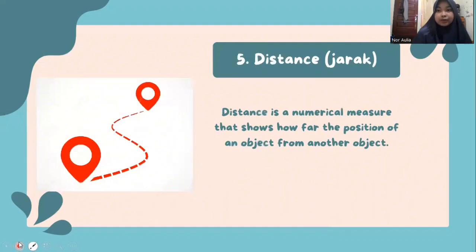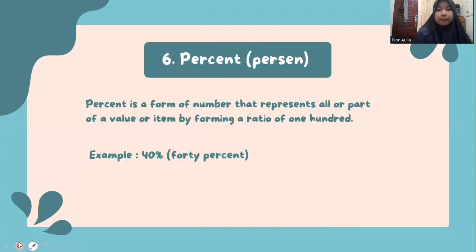Number 5 is distance, or in bahasa we can say jarak. The definition: distance is a numerical measure that shows how far the position of an object is from another object. Number 6 is percent, or in bahasa we can say persen. The definition: percent is a form of number that represents all or part of a value or item by forming a ratio of 100. For example, 40%.